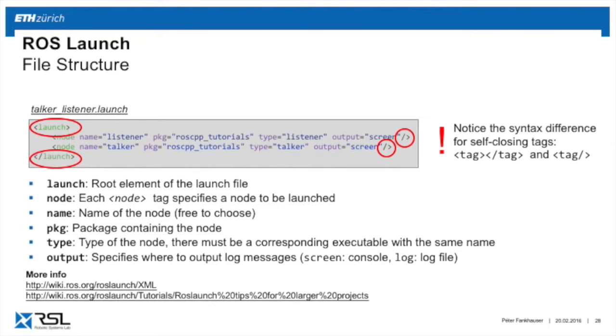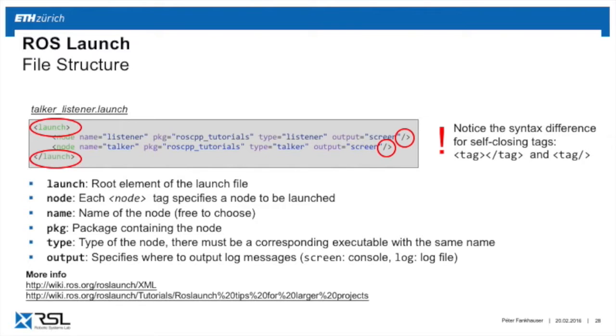The output attribute in the end tells you where to put the information that it provides. In this case, we say screen, which means you print it on the console. But if you want, you could also say log to put it in a log file if you don't have access to that console. It's a convenient tool to debug.